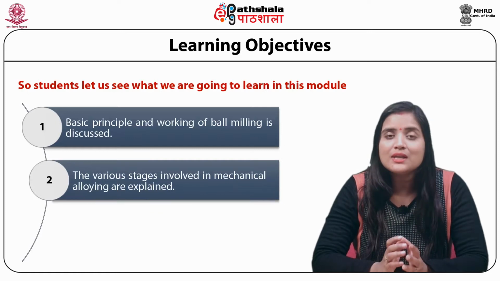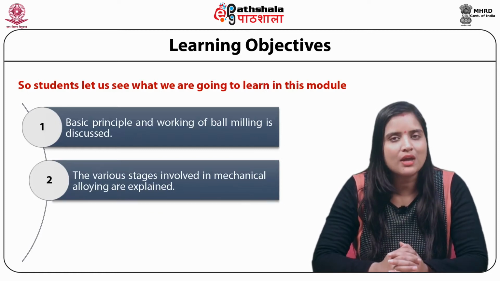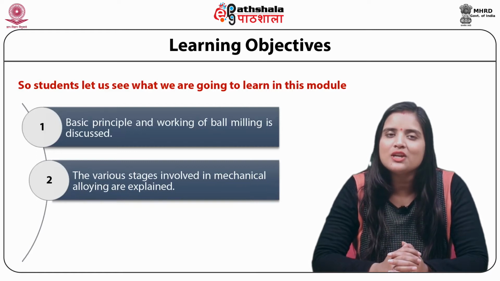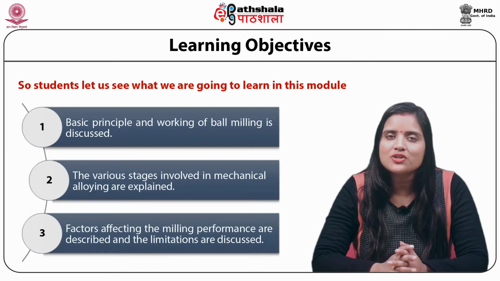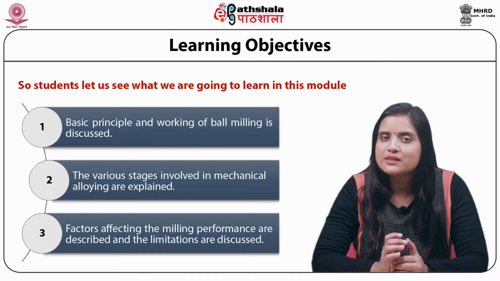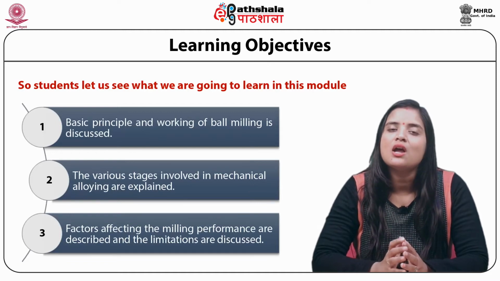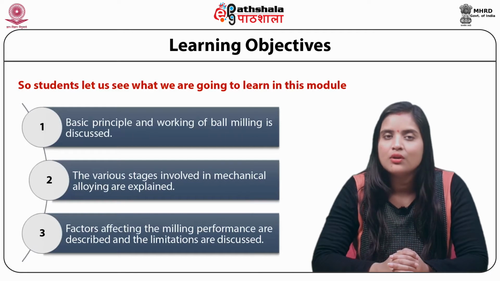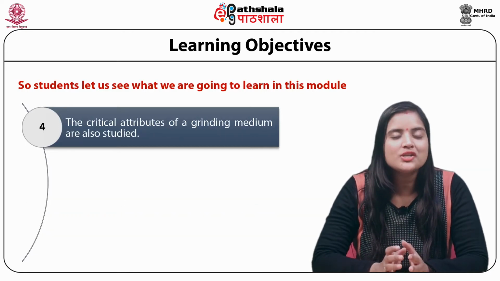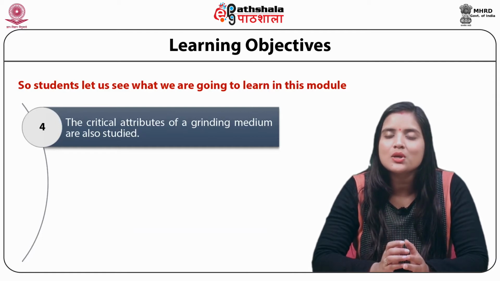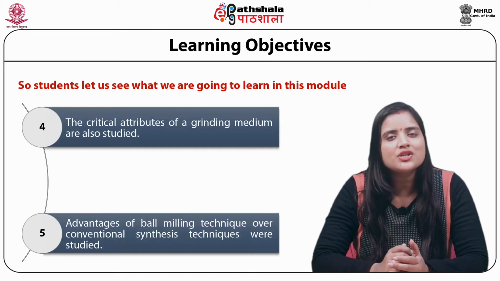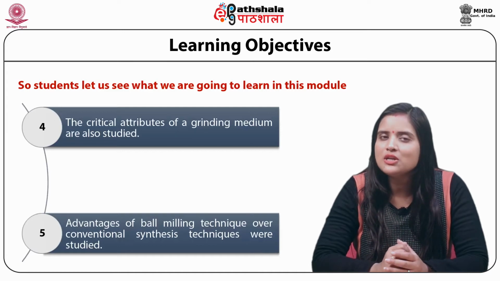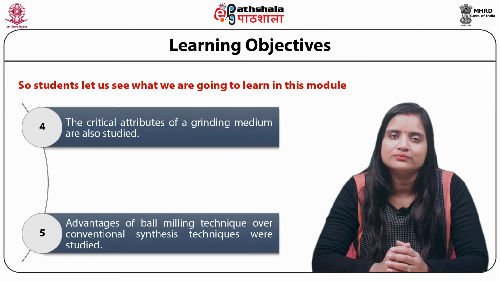Also, the various stages involved in mechanical alloying are explained in this module. Further, factors affecting the milling performance are described and the limitations are discussed. Further, the advantages of the ball milling technique over conventional synthesis techniques are studied. Finally, the critical attributes of a grinding medium are also studied here.